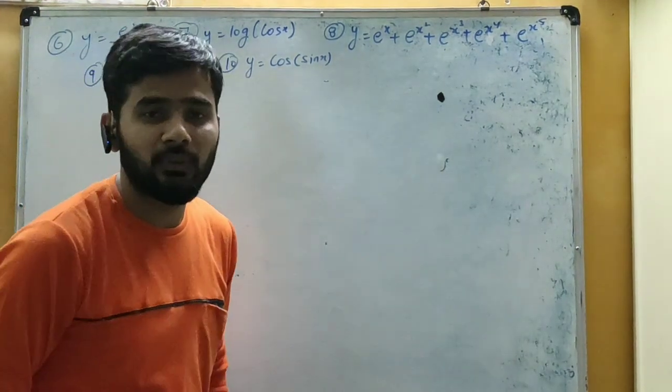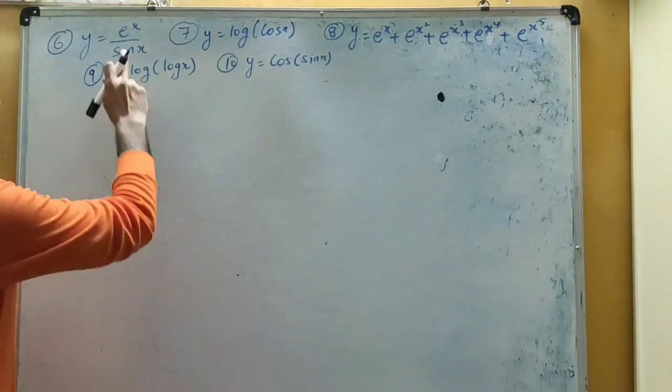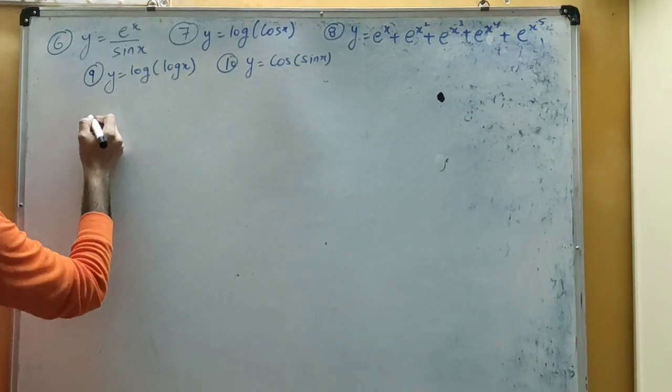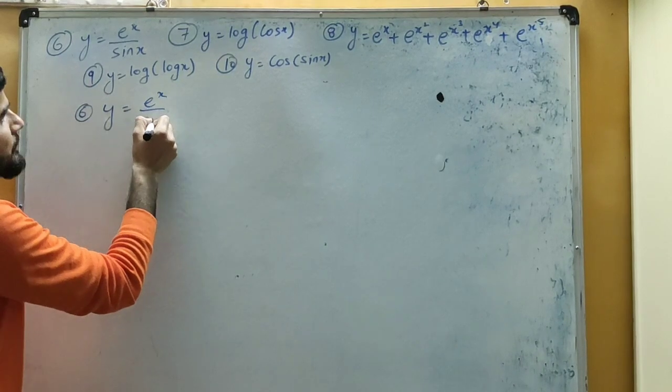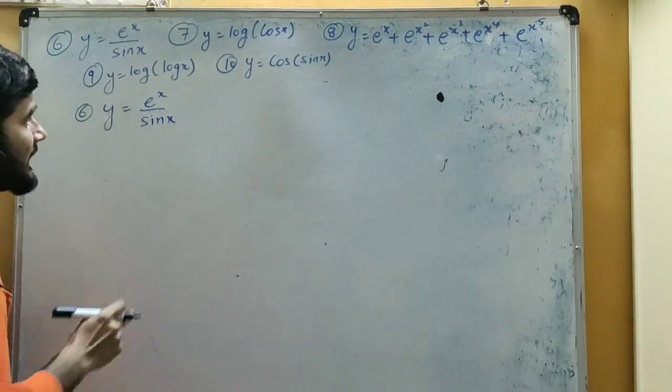Hello students, here I am with some more questions of differentiation. Let us solve question number 6, that is y equals e raised to the power x by sine of x. Now how to solve this?